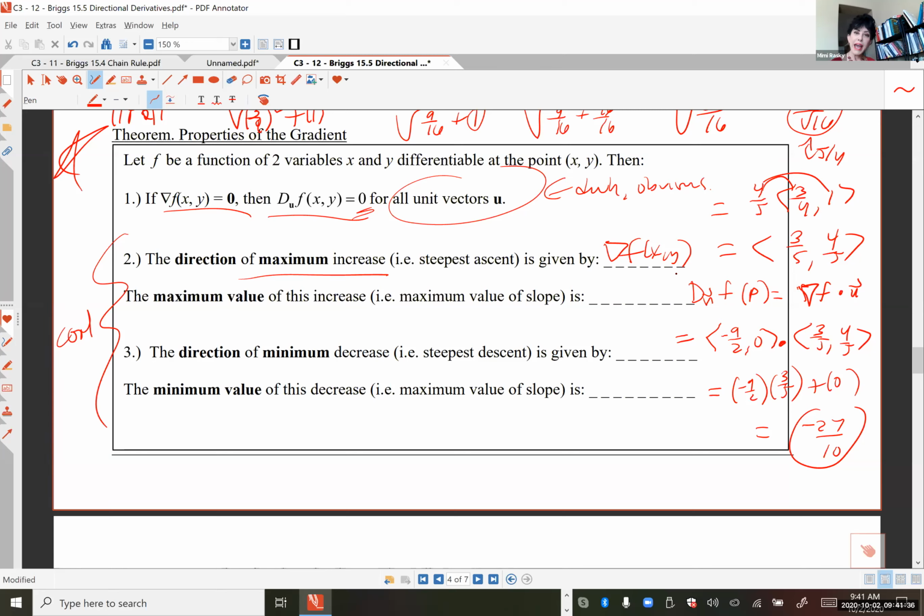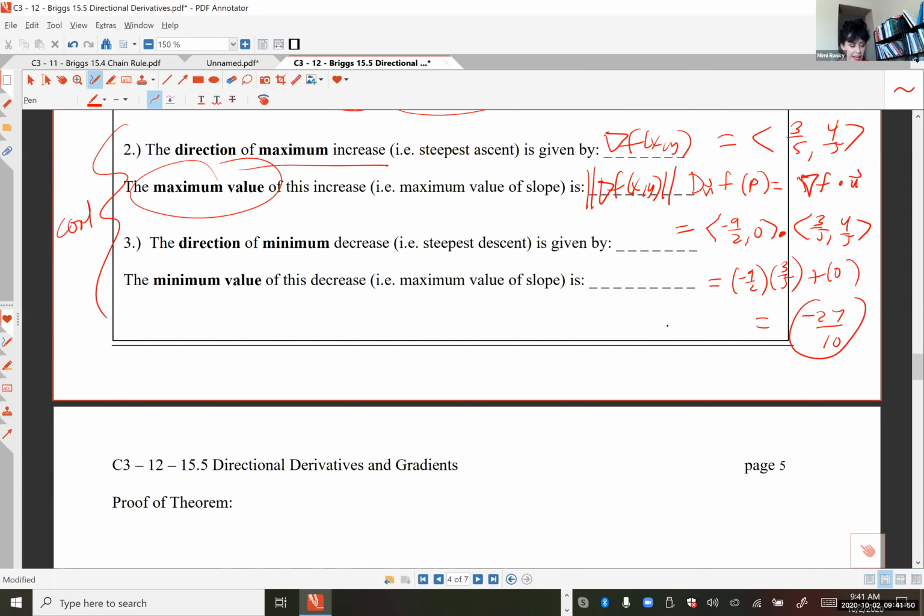Now the actual maximum value, the maximum slope itself, the scalar, if you will, is going to be the magnitude of that gradient. And that is awesome.